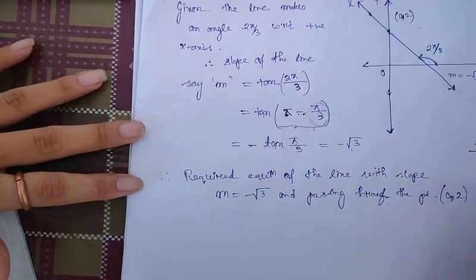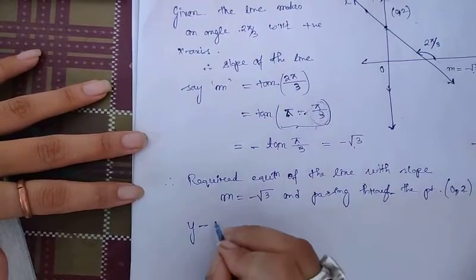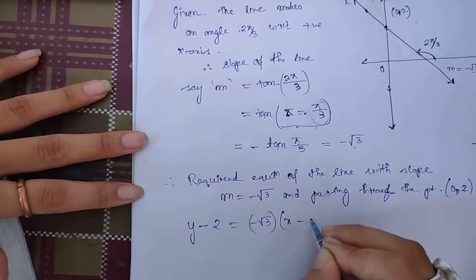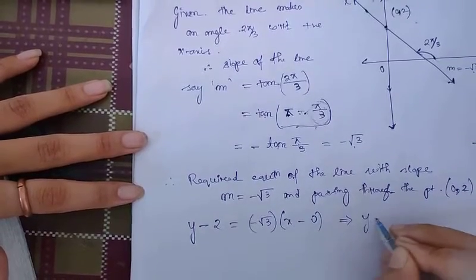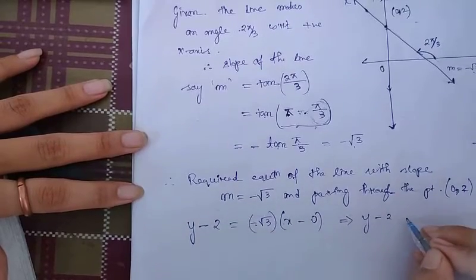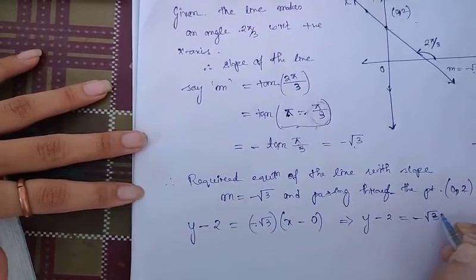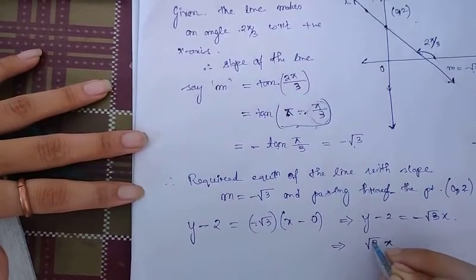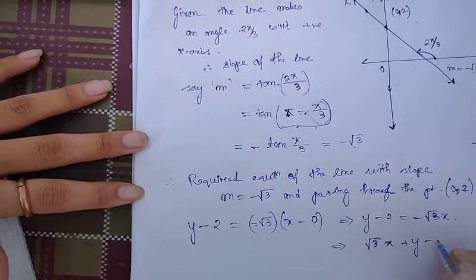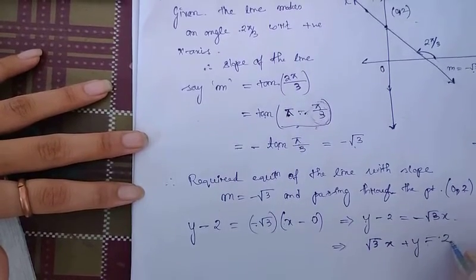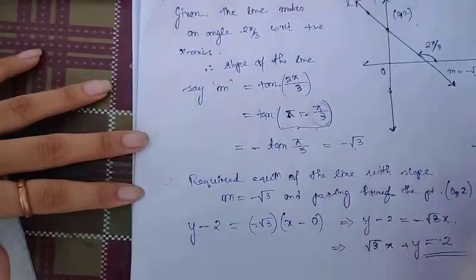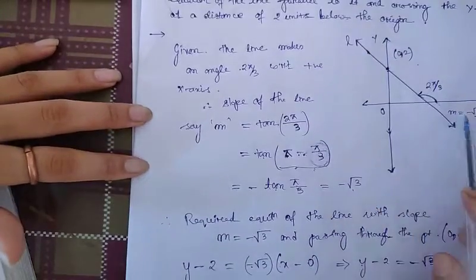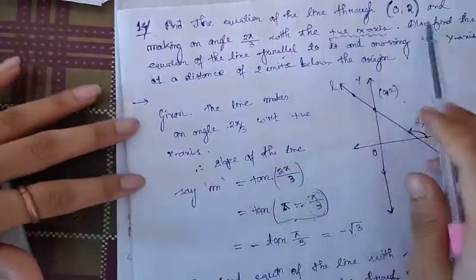0, 2 is y minus y naught equals m times x minus x naught, that is y minus 2 equals minus √3 into x minus 0. Let me simplify a little: y minus 2 equals minus √3 x. Then bringing the left-hand side, √3 x plus y minus 2 equals 0, take it to the right-hand side. So √3 x plus y equal to 2 is the equation of the line L.